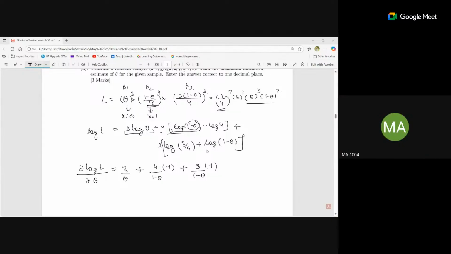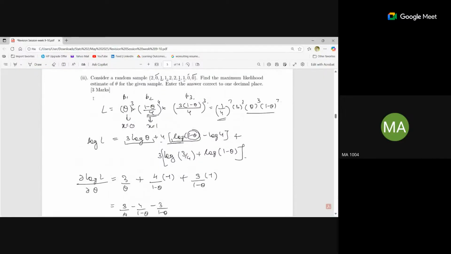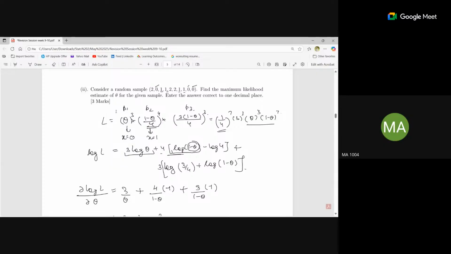Yes, ma'am. Okay, fine. Now if you solve this, this will be 3 by theta minus 4 by 1 minus theta minus 3 by 1 minus theta. Now you will be putting this whole value equal to 0. So let me take the LCM. So this will be 3 into 1 minus theta minus 4 theta minus 3 theta equals 0. If you solve this, you will be getting theta as 0.3. Is the solution clear? So this is the maximum likelihood estimate. The main point is you should know how to calculate the likelihood function.